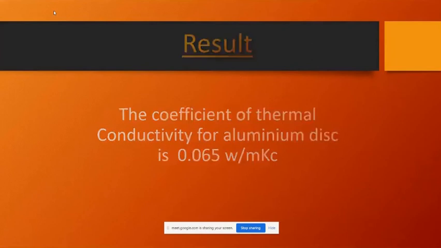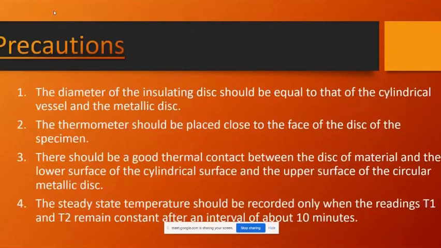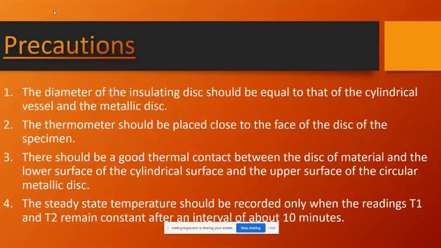Now moving to precautions. The diameter of the insulating disc should be equal to that of the cylindrical vessel and metallic disc, and the thickness of the insulating disc should be less as the rate of heat flow is inversely proportional to thickness. The thermometer should be placed close to the face of the disc of the specimen so as to avoid any error. There should be good thermal contact between the disc of material and the lower surface of the cylindrical vessel and the upper surface of the circular metallic disc. The steady state temperature should be recorded only when the readings T1 and T2 remain constant after an interval of about 10 minutes.